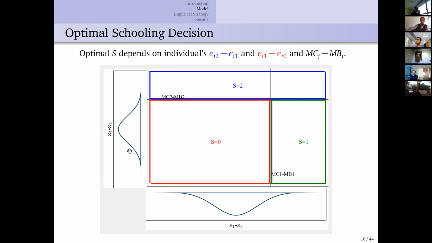I've also put the distribution of error terms on the x-axis. I've chosen to just draw it as a normal distribution. That's not going to be important for the points that I'm making, but it's helpful to have this distribution here for the things I'm going to illustrate later.